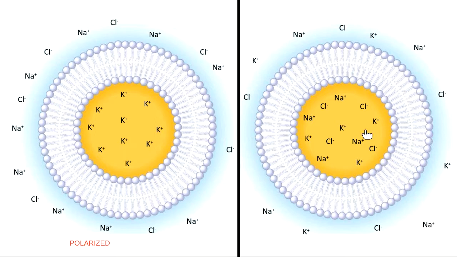What we see over here is a cell that's polarized, that's happy and healthy and can do its job. The cell we see on the right, we would say is depolarized. It's lost its polarity, or it's lost the difference inside versus outside. And this cell is not happy. This cell is not going to be able to do its job. So polarized cell on the left, depolarized cell on the right.